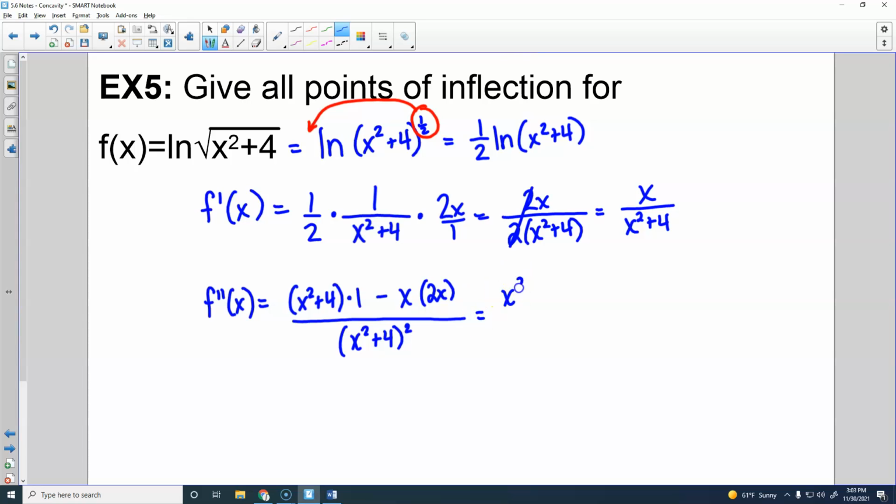All right, so we got x squared plus 4 minus 2x squared over x squared plus 4 squared, which is going to give me 4 minus x squared over x squared plus 4 squared. We okay here? We've got to be because we don't have much time left.